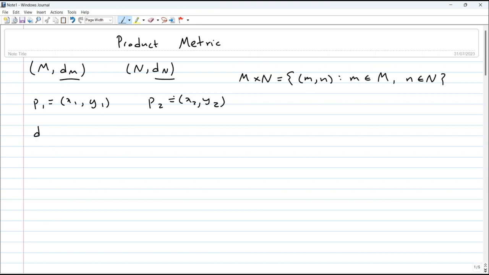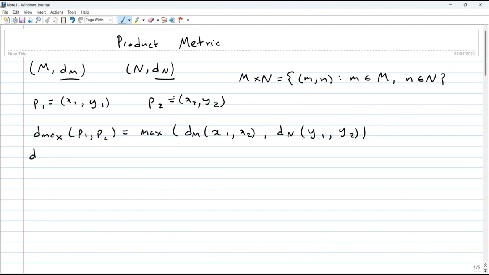So one way to define the distance function would be as follows. I'll just call it d max of P1 and P2. That would be the maximum of the distance between the first entries, because they are in M, so we can compare the first two entries, and the distance between the y's. So that will be the maximum distance.